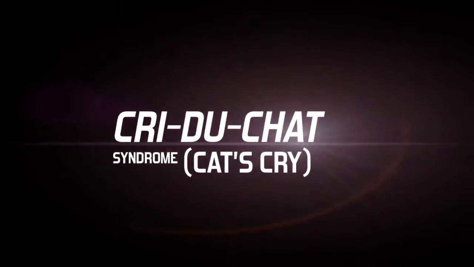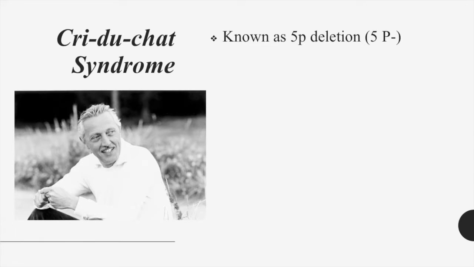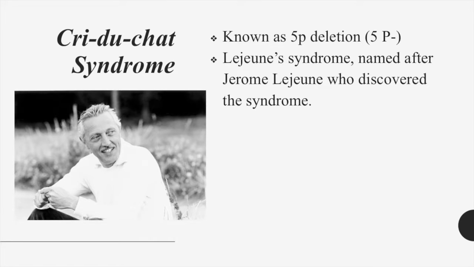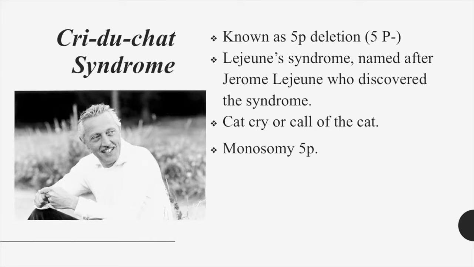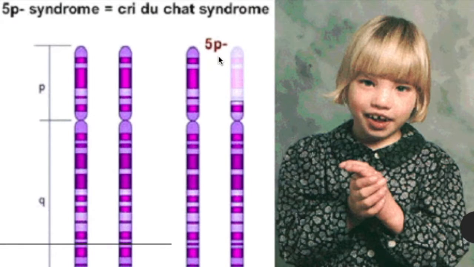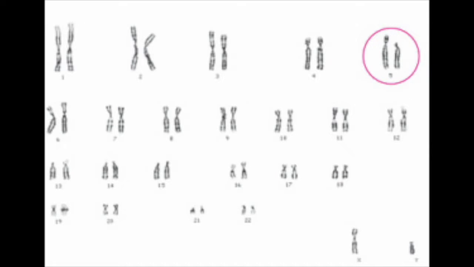Cri du chat syndrome, also known as 5p deletion or Lejeune syndrome, named after Jerome Lejeune, who discovered the syndrome, cat cry or call of the cat, and monosomy 5p. Cri du chat syndrome is caused by the deletion of the end of the short arm of chromosome 5, shown here. This chromosomal change is written as 5p minus, and the size of the deletion varies among affected individuals.